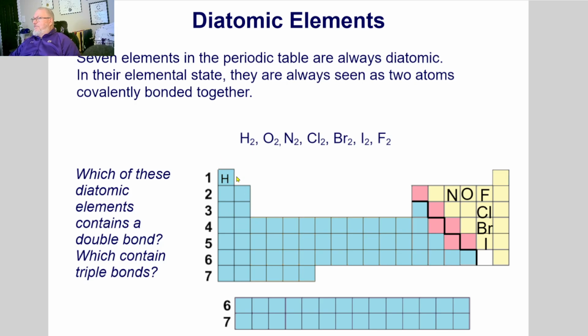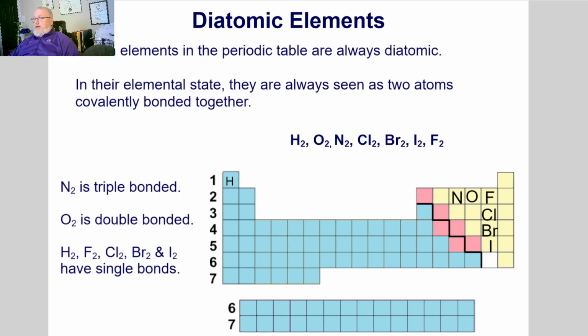And you'll find after you work with them that hydrogen only has a single bond, so it'll be H2. Nitrogen has a triple bond, N2. Oxygen has a double bond, and you'll find that the halogens, fluorine, chlorine, bromine, and iodine, are all singly bonded. And we'll play with those in class so you can figure it out. But these 7, 6 of them form a 7.